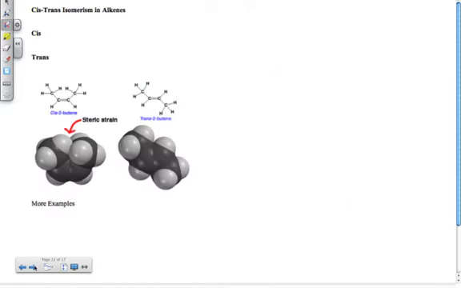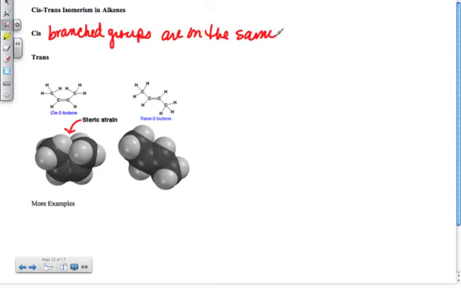Okay, something new that we really didn't learn in Regents chemistry is the difference between cis and trans isomerism. The difference between cis and trans is where the branch groups reside. In cis, your branched groups are on the same side. And in trans, the branched groups are on opposite sides.